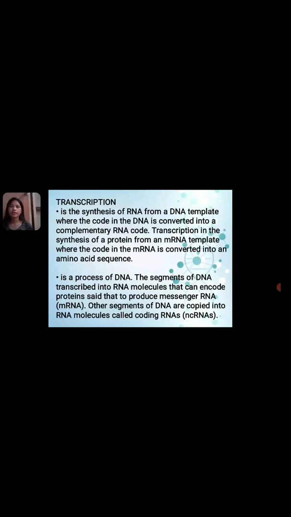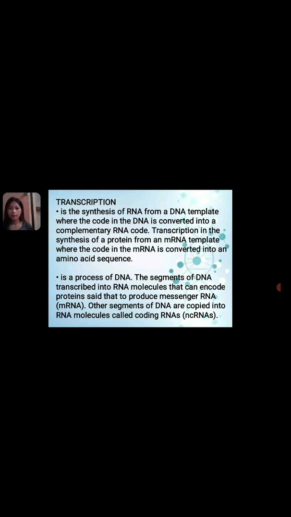Transcription. Transcription is the synthesis of RNA from a DNA template where the code in the DNA is converted into complementary RNA code. Translation is the synthesis of a protein from a messenger RNA template where the code in the messenger RNA is converted into an amino acid sequence.